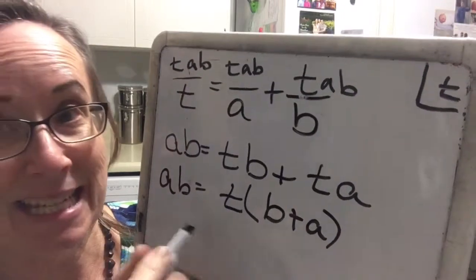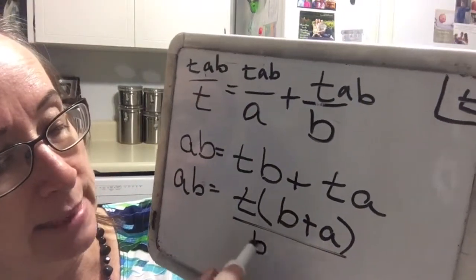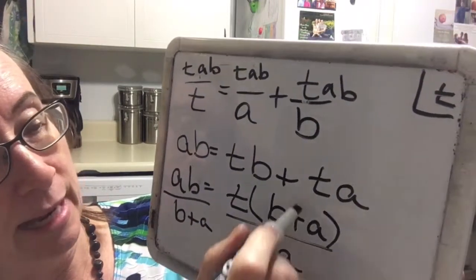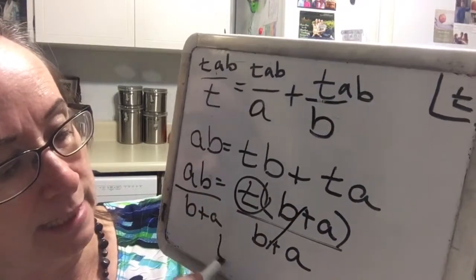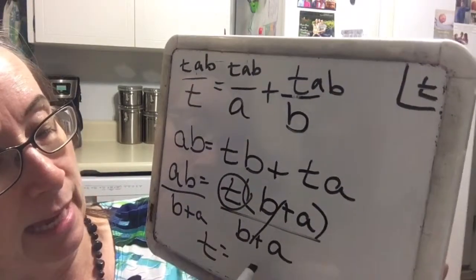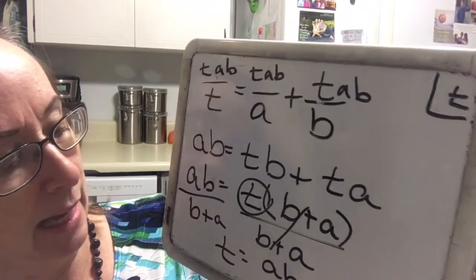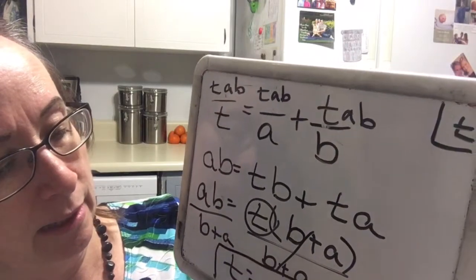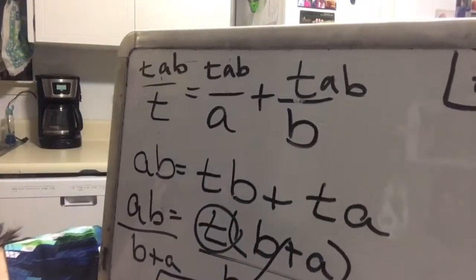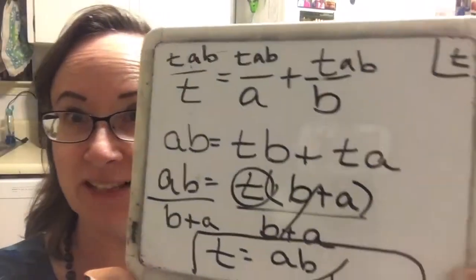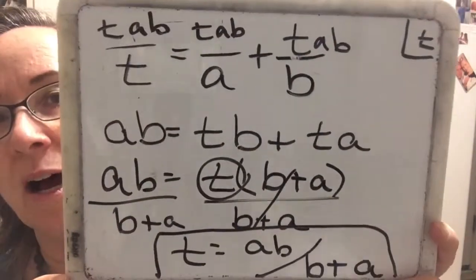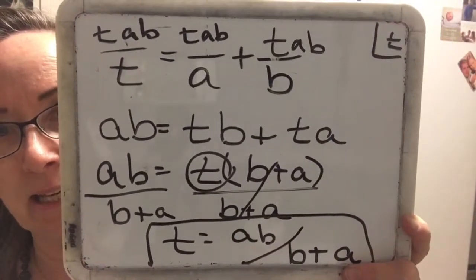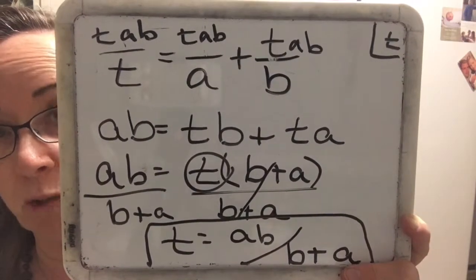So now trying to get the T by itself, I'm going to divide by B plus A. And over here, I'm going to divide by B plus A. So now, don't I have T all by itself? So T is equal to AB divided by B plus A. And that should be our correct solution. And it is, because I have the answer key. So that is problem number 86 in your book. And it's dealing with a formula. Okay, so we're going to do one more formula.